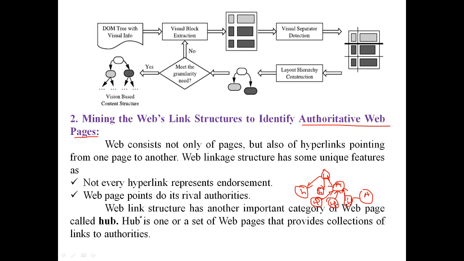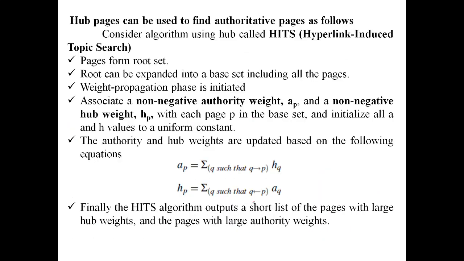So we need to retrieve the data from the different categories. The web link structure has another important category, that is the hub. A hub is one page or a set of web pages that provide collections of authorities. Hub pages can be used to find authority pages by using HITS, the hyperlink induced topic search algorithm. We take the pages from the root set and expand into a base set including all the pages, and we give the weights.